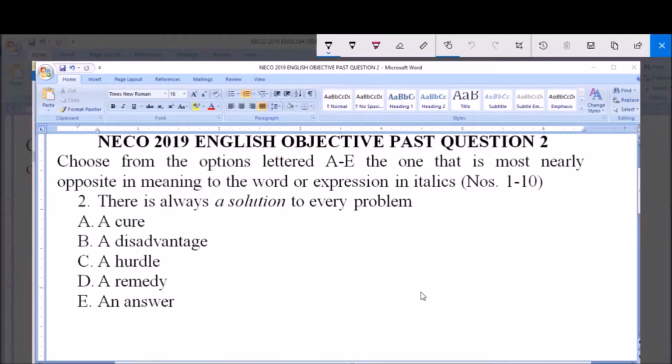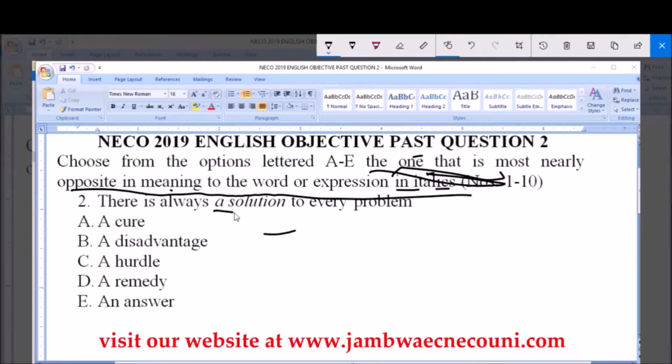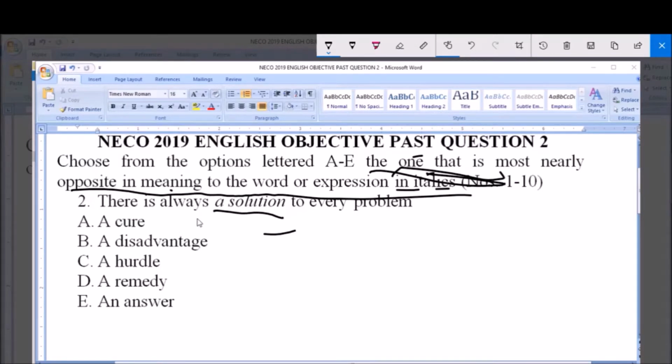Welcome, this is Neco year 2019 English Objective Past Question. Question number 2, and the instruction says we should choose the word that is most nearly opposite in meaning to the word italicized, and the word italicized is solution. The sentence says: There is always a solution to every problem.